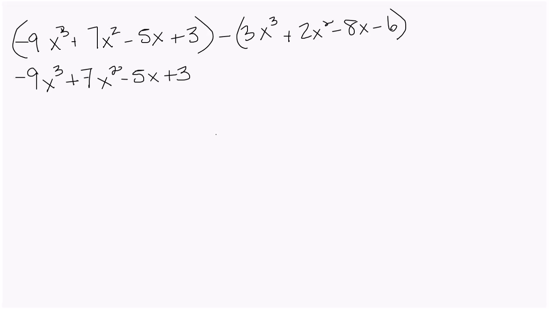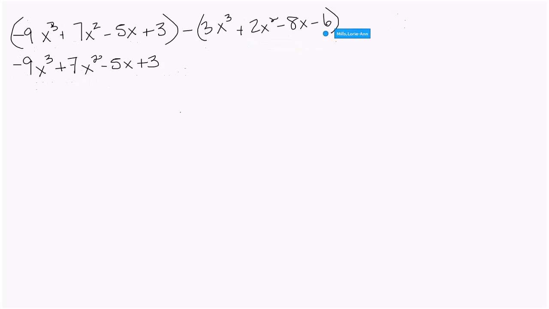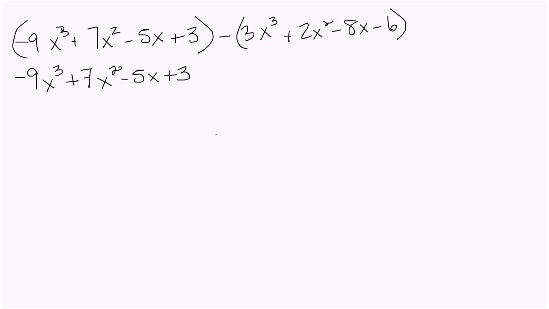Now the second part of the expression does have a negative sign in front. So in order to remove the parentheses, we have to apply this negative to everything inside the parentheses. So that negative is going to change the sign of everything inside the parentheses when we remove them. So positive 3x cubed becomes negative 3x cubed, positive 2x squared becomes negative 2x squared, negative 8x becomes positive 8x, and negative 6 becomes positive 6. So we've now successfully removed the parentheses in this expression.